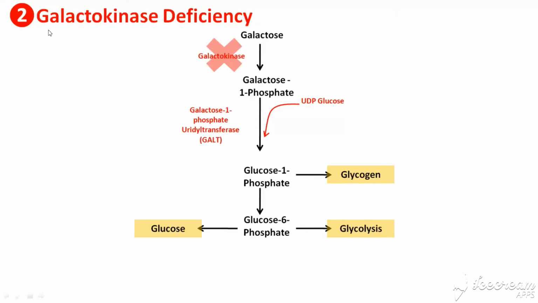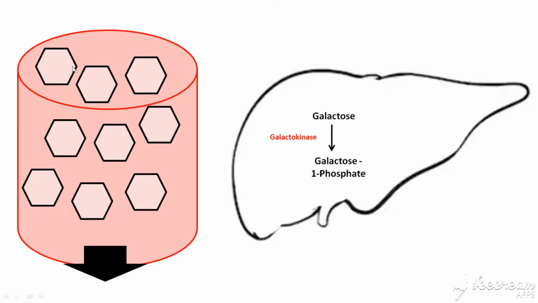Okay, so the second pathology that could happen in galactose metabolism is called galactokinase deficiency. And this is going to be a deficiency in the enzyme galactokinase, and this is the first enzyme in the galactose metabolism pathway. So the galactose that is ingested in the diet is going to accumulate in the blood. It's not going to enter the liver hepatocytes because it can't be converted to galactose 1-phosphate, so it can't be trapped inside the liver. So it's basically just going to remain inside the blood. It's going to be excreted in the urine, and this is what makes this a very benign condition.